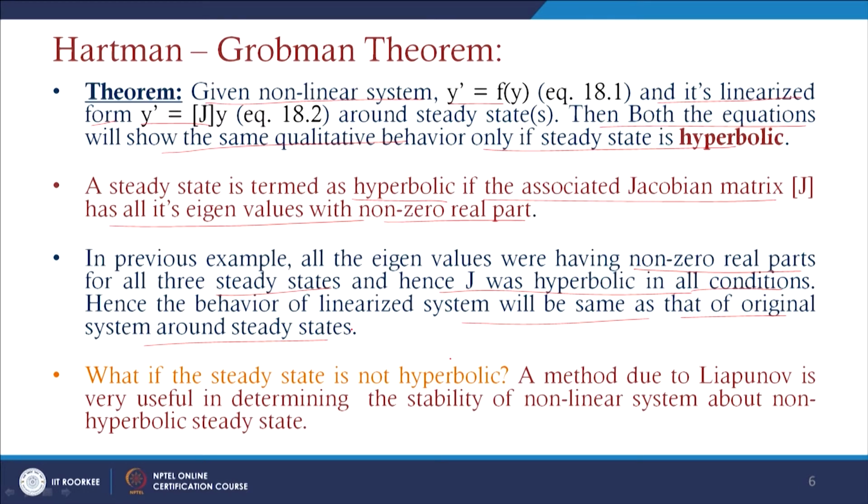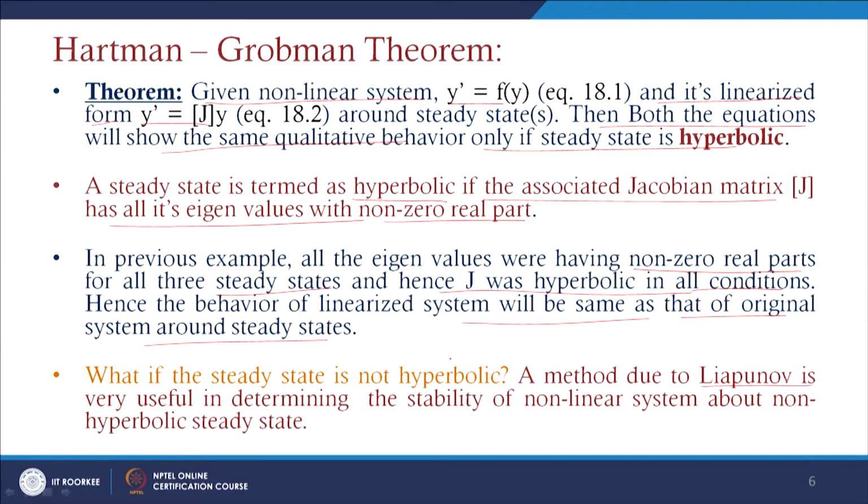The theorem states that if you have a system y dash equals f of y and its linearized form y dash equals J y, which we have made around the steady states, and the real parts exist, then we can say that the qualitative behavior of this approximated solution is exactly equal to that of the real system solutions.